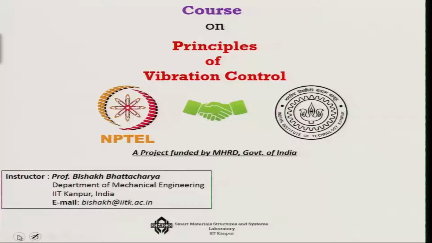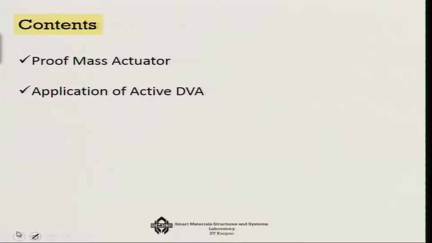Welcome to the course on principles of vibration control, and today we are going to talk about a very special type of vibration controller, which is known as the proof mass actuator. We will see how this kind of proof mass actuator can be applied as an active dynamic vibration absorber.